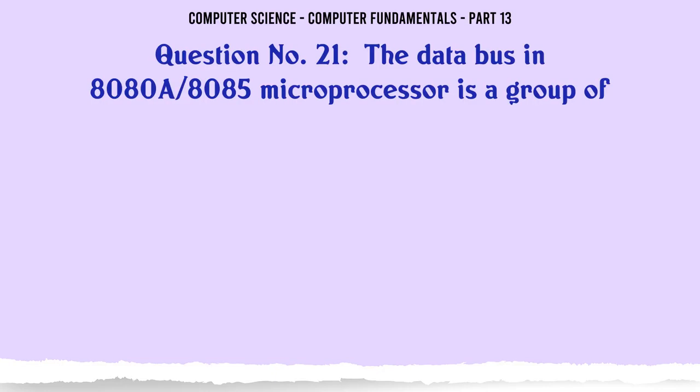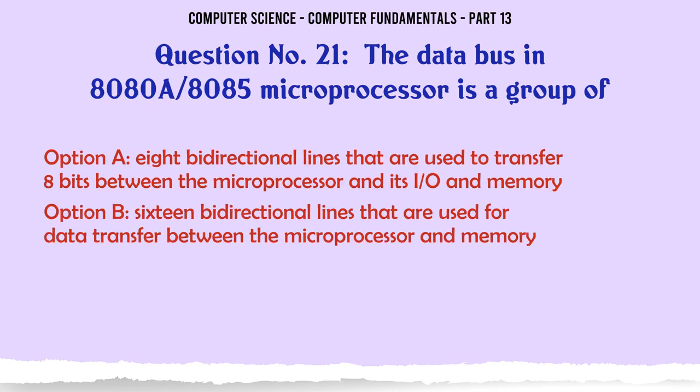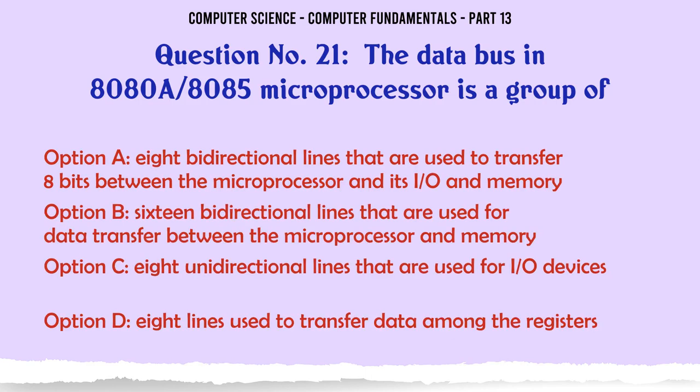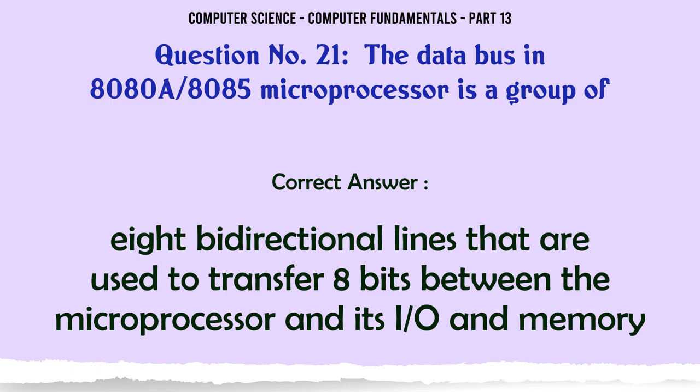The data bus in the 8080A/8085 microprocessor is a group of: A. 8 bidirectional lines that are used to transfer 8 bits between the microprocessor and its I/O and memory. B. 16 bidirectional lines that are used for data transfer between the microprocessor and memory. C. 8 unidirectional lines that are used for I/O devices. D. 8 lines used to transfer data among the registers. The correct answer is 8 bidirectional lines that are used to transfer 8 bits between the microprocessor and its I/O and memory.